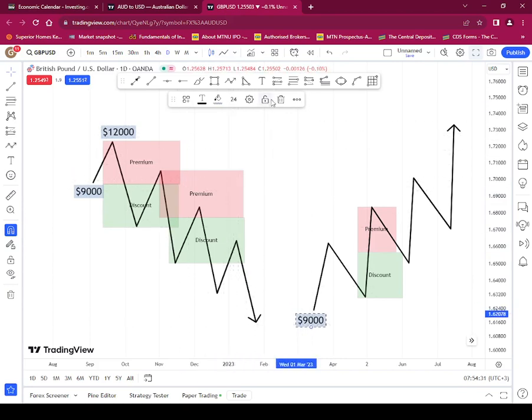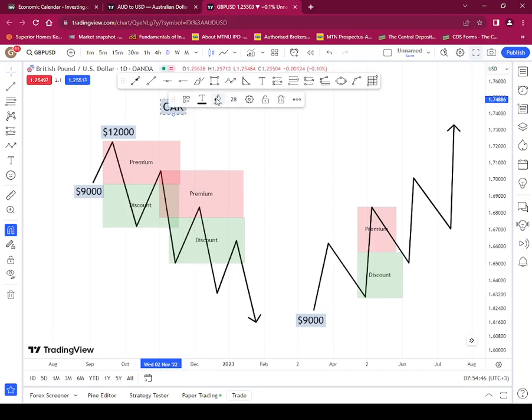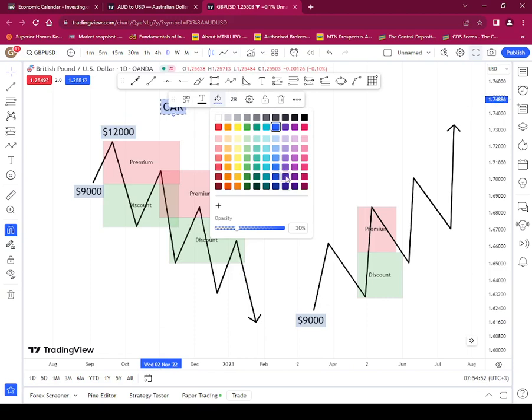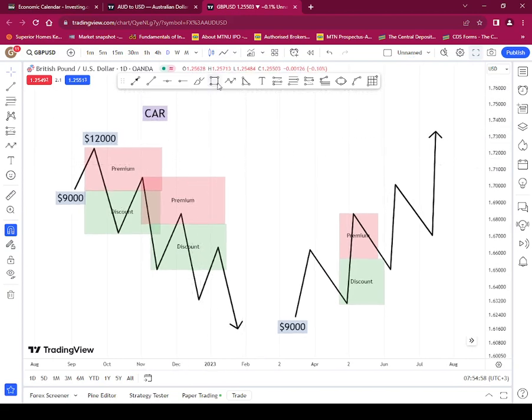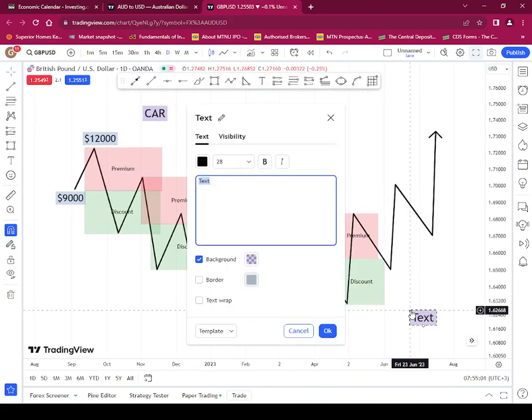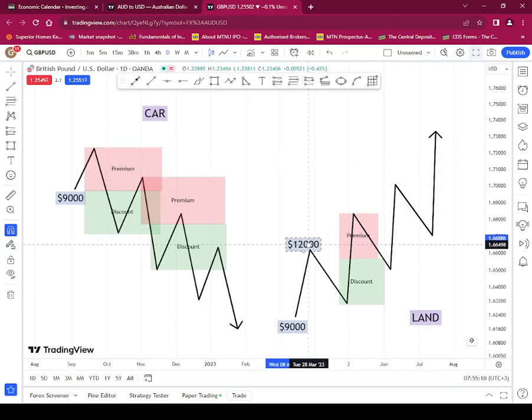So this is a car. Let me write it up here in bold, big letters: that's a car. Let me use a purple tint. And what we have here next will be land. It was at $9,000 and let's say, pesos, $12,000.